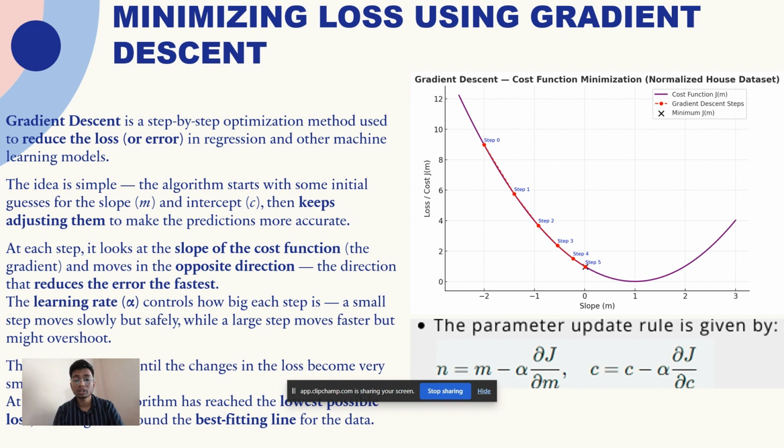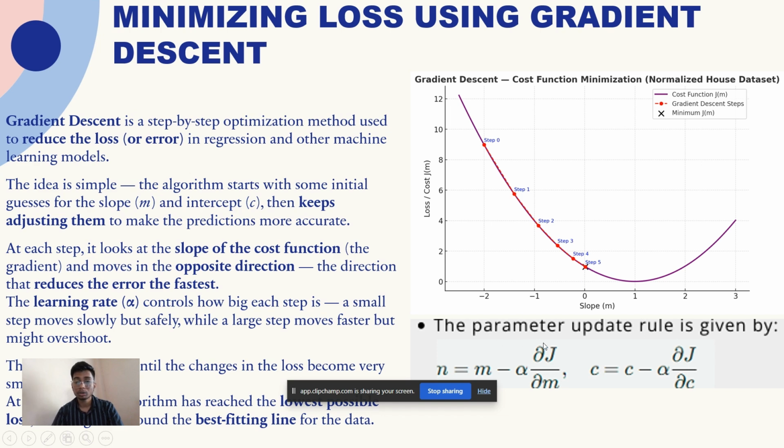So you take small steps in the direction of the steepest descent. That's how the algorithm moves towards the minimum. Each step improves the model's prediction until the loss becomes very small. That's when the model has found the best fit line. Here you can see the steps 0, 1, 2, 3, 4, 5 going down the way to the lowest point.